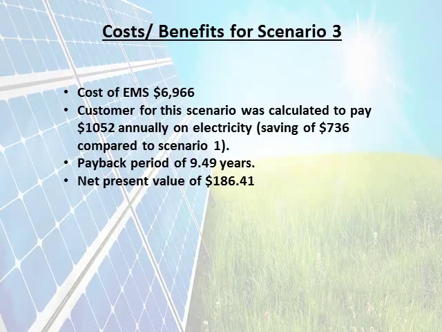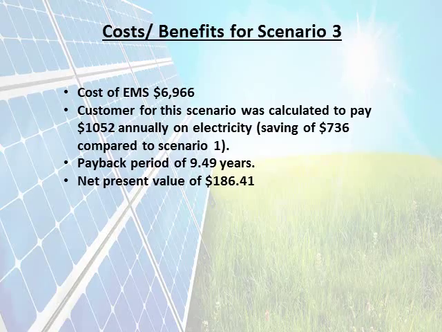Prices for lithium-ion batteries have been decreasing rapidly in the last few years, and currently cost around 0.5 of an Australian dollar per watt hour. Considering a 6 kilowatt hour battery, the cost of an energy management system for this particular customer would be $6,966. It was then calculated the customer would spend $1,052 annually on electricity, saving $736 compared to scenario 1.